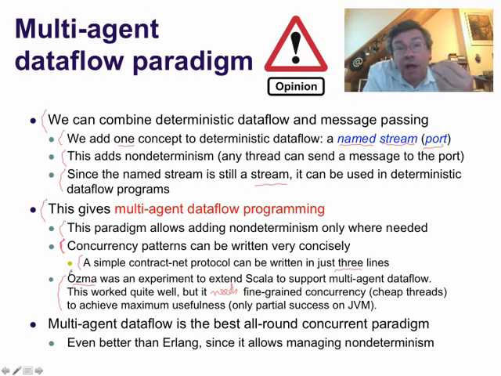So the point is that threads should be easy things. One should not be afraid of them. They should be simple and cheap to use because they are important concepts for structuring the flow of a program. And a final conclusion is that in my view, multi-agent data flow is the best all-round paradigm for concurrent programming, and it's even better than Erlang, which is quite good since it allows managing non-determinism.